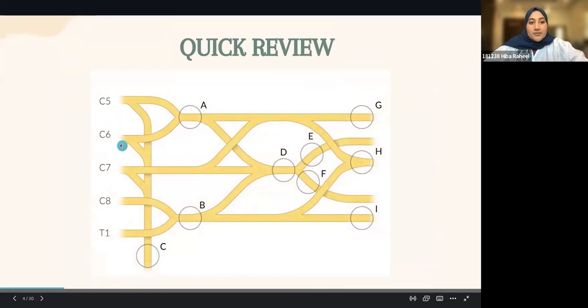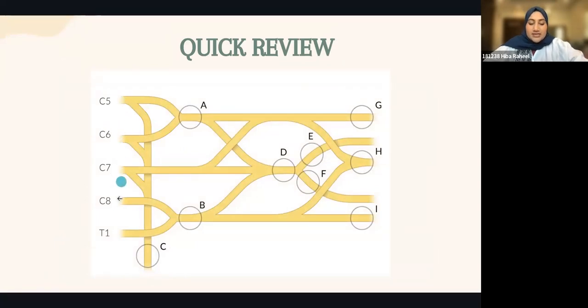So now let's take a look at this diagram right over here. Again, these were my roots, C5, C6, C7, C8, and T1, okay? And then we have the trunks that we had, and then these were our divisions, and then lastly we have the cords, right? So over here is where we're going to have the second part of the axillary artery. And so from here, we have these important peripheral nerves coming out, right?